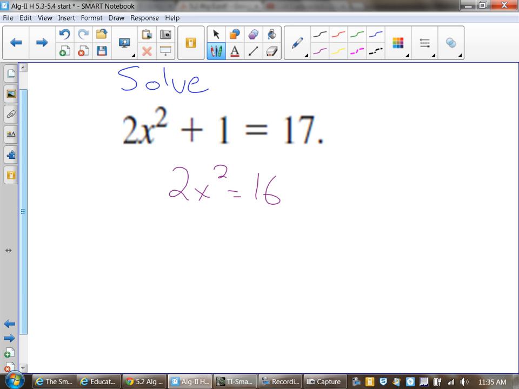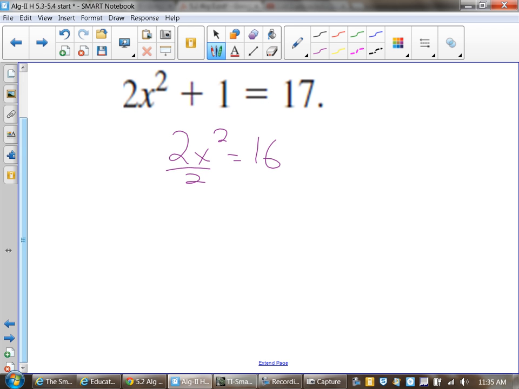Now what do I do? Divide by 2. You can't take the square root until you have just an x squared here. Now, I take the square root.